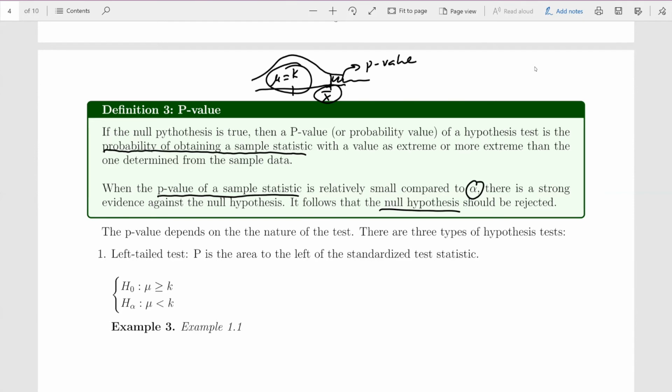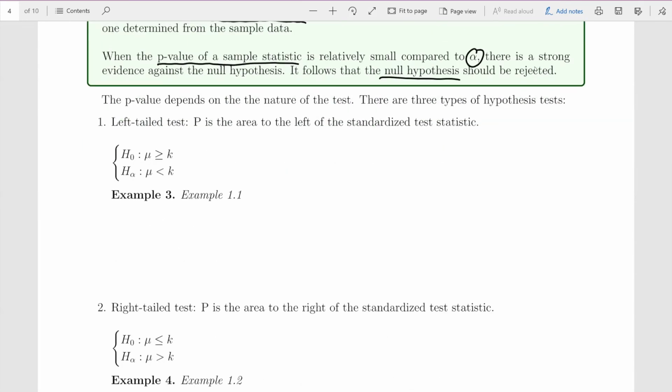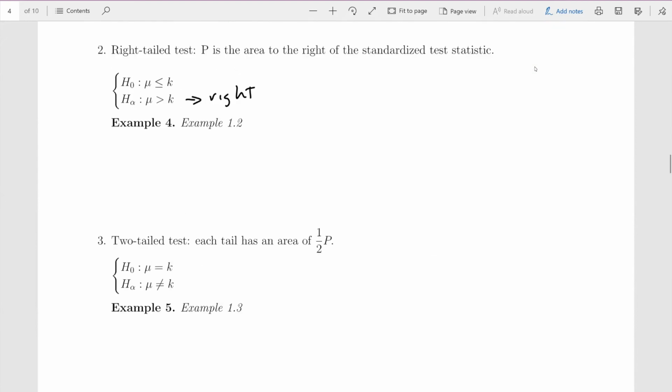So again, if the p-value is relatively small, right, smaller than the level of significance, then you have enough evidence to reject the null hypothesis. And there are three types of hypothesis test. The first type is the left tail test, and you can determine the type of a test based on the alternative hypothesis, right? If it's less than, then it is the left tail test. And if it's greater than, then it's going to be a right tail test. If it's not equal to, that means it's a two tail test.